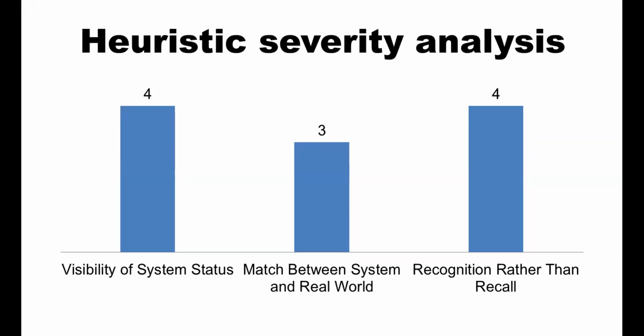So for visibility of the system status, the designers assessed that we had big problems there. The match between system and real world had severity 3, so we can wait to fix it. And recognition rather than recall, the designers also said is a big problem and we need to fix it as soon as possible.